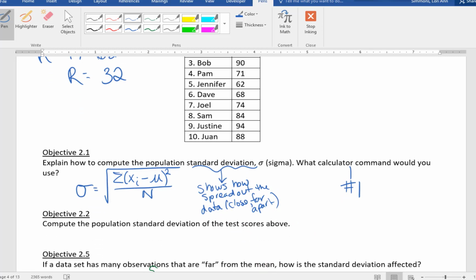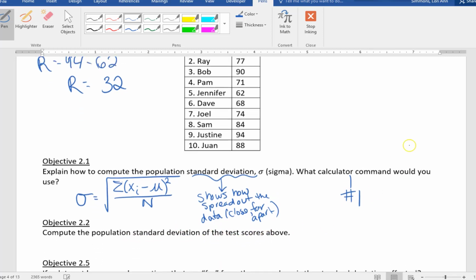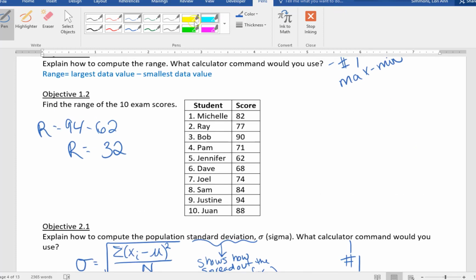So compute the population standard deviation of the test scores above. I want to do this by hand so you can visually see what we're doing, and then from here on out you can always use your calculator. Even if your homework says do it by hand, use your calculator, I am fine with that.